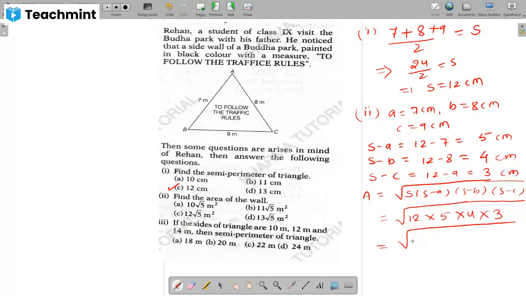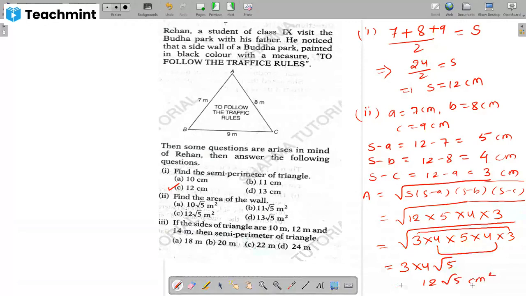Now see, this 12 can be written as 3 multiplied by 4. Let this 4 be as it is because we can make a pair of this 4 and a pair of this 3. Whichever has a pair, we will write it outside the square root. So these two have a pair and this one does not. So the correct answer is 12 root 5 square centimeter. Which option is correct? C. Yeah.